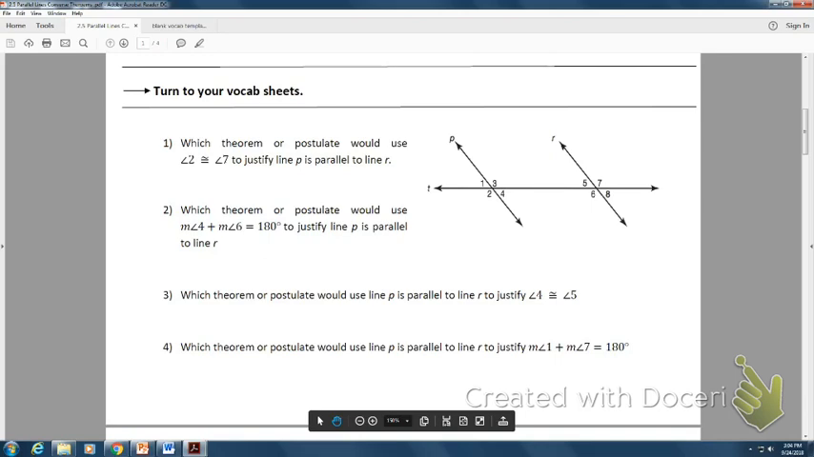Say that, because line P is parallel to line R. Oh, wait. Yeah, it's not covered. Because it's saying to justify why it's going to go below. And then the next one is the converse.